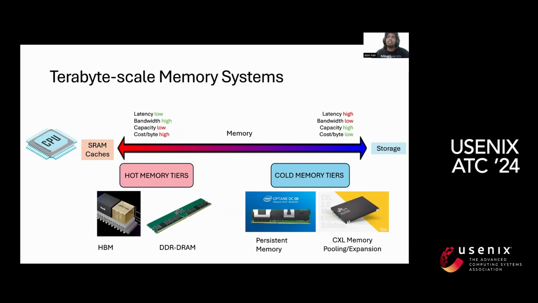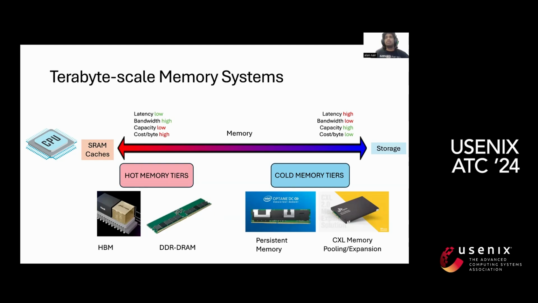In a tiered memory system, memory is presented in tiers where each tier is composed of different hardware with different properties. Broadly, there are hot tiers, which are placed closer to the processor and offer low capacity memory at low latency and high bandwidth. And then there are cold tiers, which are farther away from the processor and offer high capacities at high latency and low bandwidth.